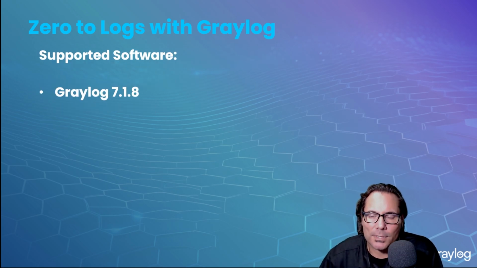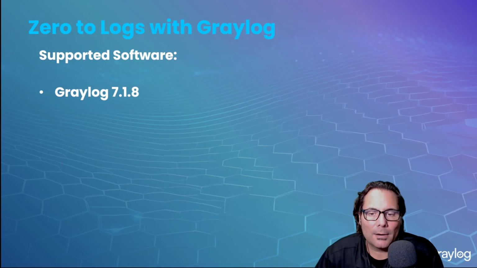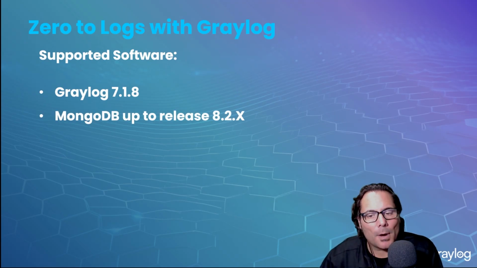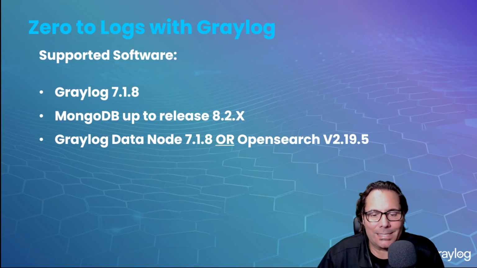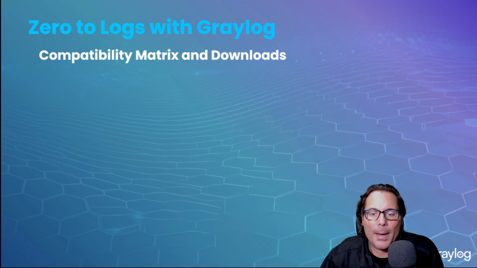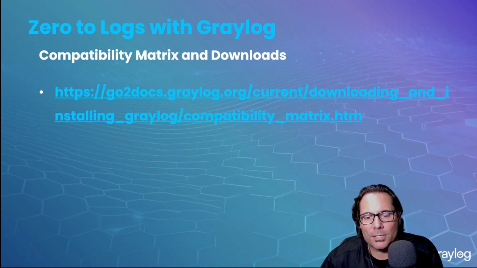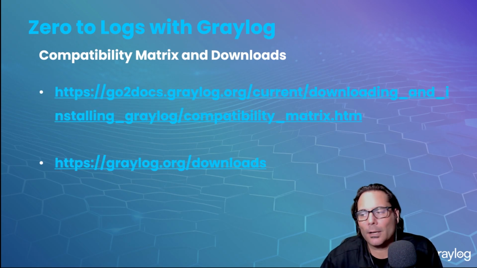As far as supported software, as of right now, the Graylog that we'll be installing is version 7.1.8. We do support MongoDB releases up to 8.2. Graylog Data Node 7.1.8 is in parallel with Graylog if you're choosing to install Graylog Data Node as your search and your storage, or you can install OpenSearch. If you install OpenSearch, you can't go any higher than version 2.19.5. For the compatibility matrix, you can go to our documentation, and to get the software, you can go to graylog.org/downloads.